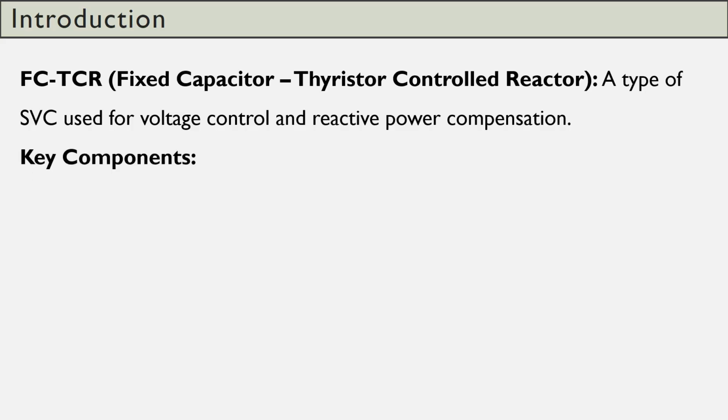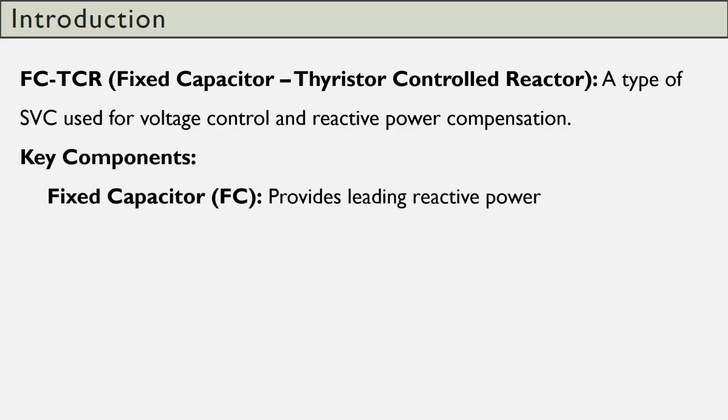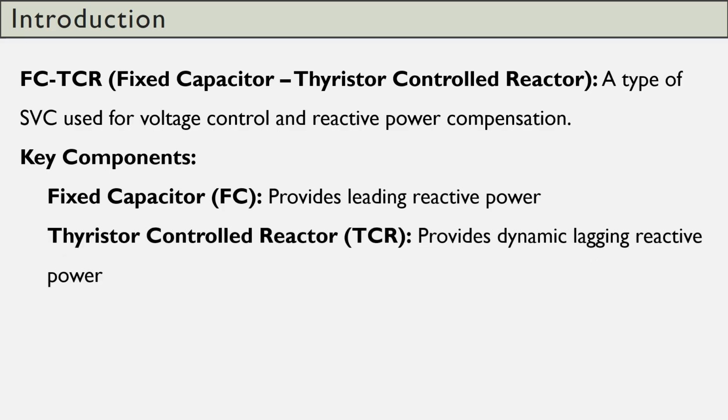What are the key components of this? This consists of a fixed capacitor which provides the leading reactive power. It consists of a thyristor controlled reactor, which provides dynamic lagging reactive power, means the power is changing with respect to time, or you can change the power by the firing angle control of the thyristor controlled reactor.